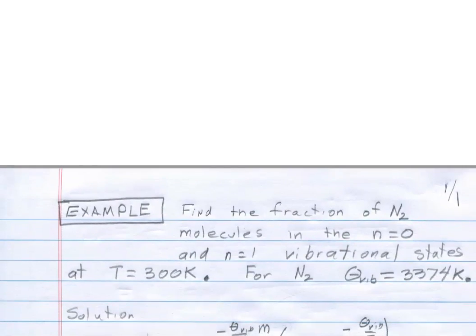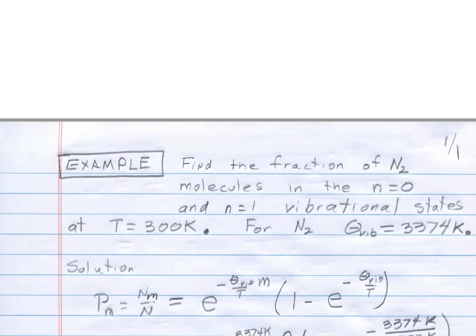Let's work some numerical examples based on what we've just been looking at. And this first one is actually a fairly simple problem. Find the fraction of nitrogen molecules, N2 molecules, in the n equal to 0 and the n equal to 1 vibrational states at 300 Kelvin.